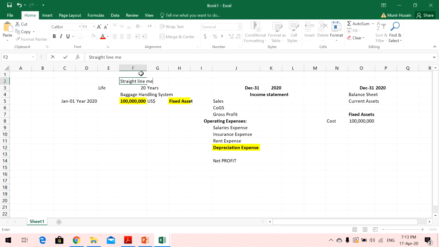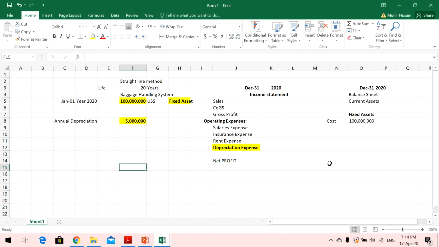Now the depreciation for 1 year, the annual depreciation, if you have to calculate it, will be the cost of the asset divided by its useful life, which is 20. This is the annual depreciation, 5 million. If you continue it for 20 years, you will recover your whole cost.